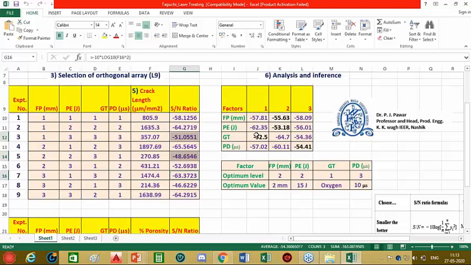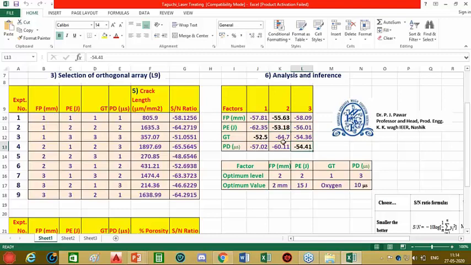In a similar manner, we can find the average SN ratios for all levels of every factor. Then we consider that level for which the average SN ratio is maximum. For example, for the first row, focus position, the average SN ratio is maximum at level 2. Similarly, for the second factor, the average SN ratio is maximum at level 3. For gas type, it is at level 1, and for the last factor, it is at level 3.